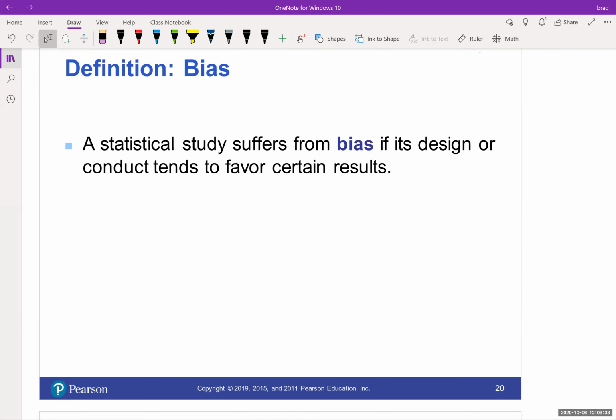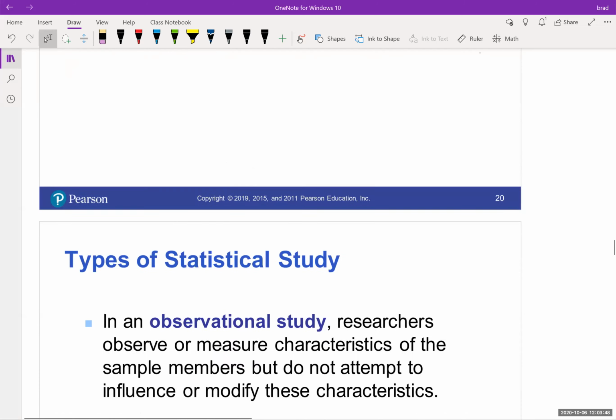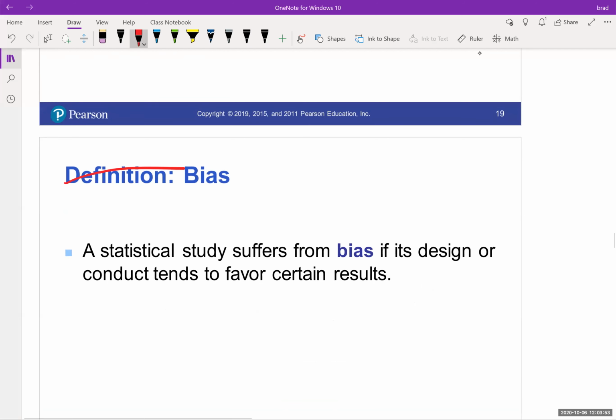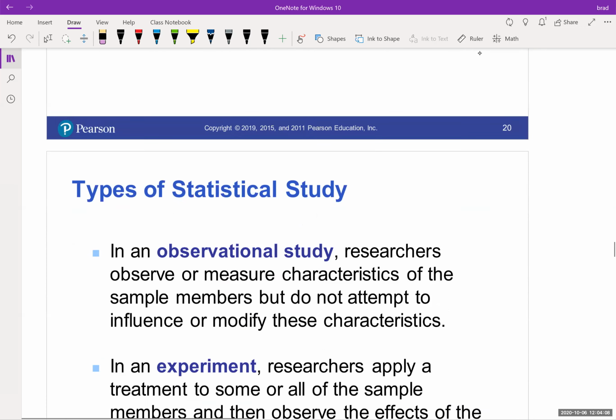Definition: bias. A statistical study suffers from bias if its design or conduct tends to favor certain results. So sometimes that is a problem with convenient sampling, it can lead to bias in your study. Okay, so you got to be careful of that. We don't want bias, by the way. Bias is bad, right? We want it to be scientific and let the facts speak for themselves and let the data speak for themselves. So bias is not something we want in our studies. This is a negative thing that we're trying to keep from happening.